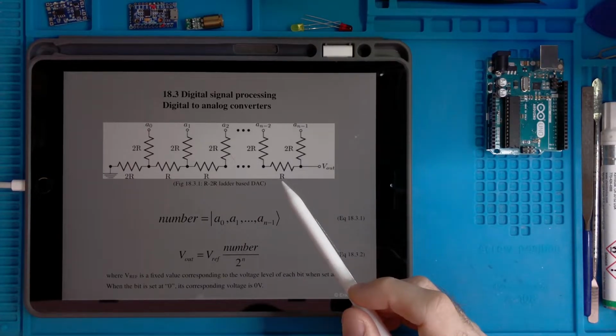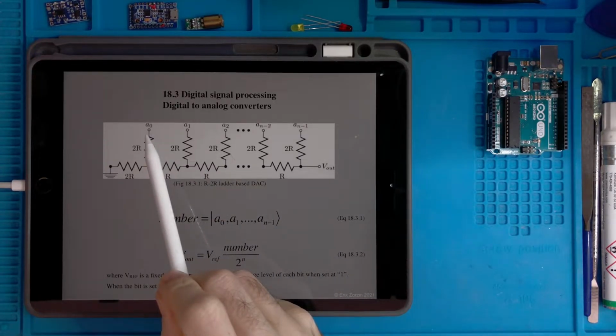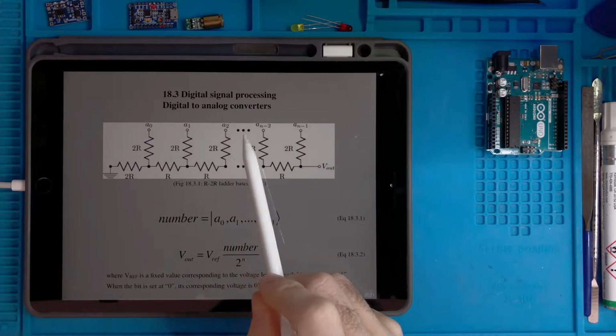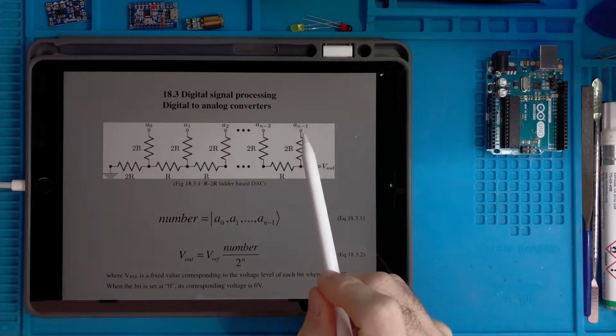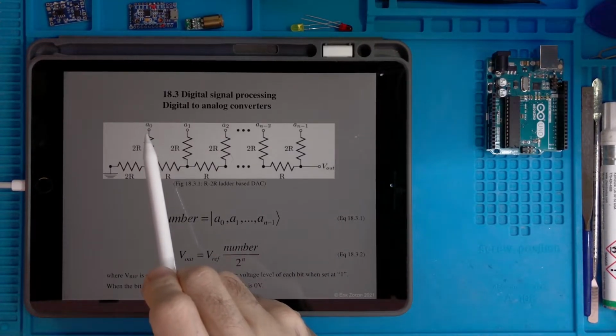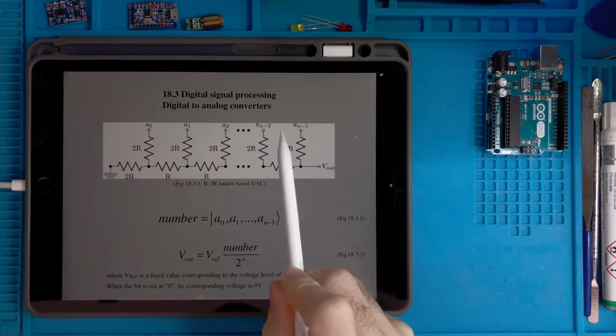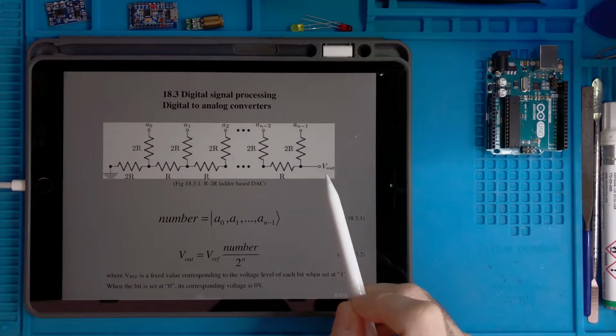R can be any value, so you can choose it. Then here you have some inputs. We call them A0, A1, A2 till An minus 1, which means that they are n in number, so our n bits, and this node here is our output voltage.